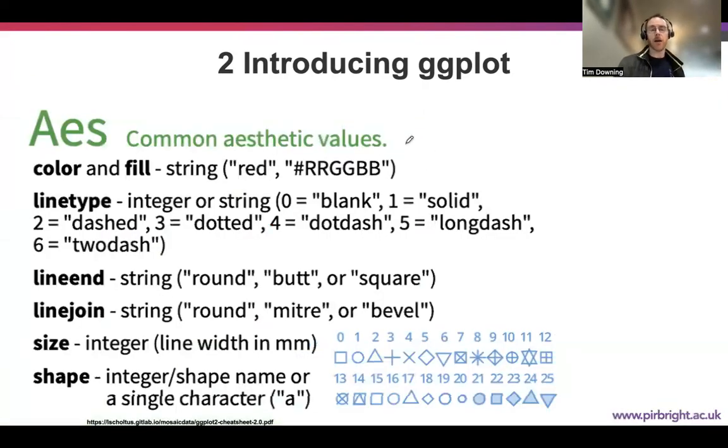Aesthetics have a range of different options. You can color them by different colors and fill them. So it could be red, or it could be using the codes. You can change the line type from just a simple line to one that's dotted or dashed or both. You can change the other features as well, such as the size and the shape too.